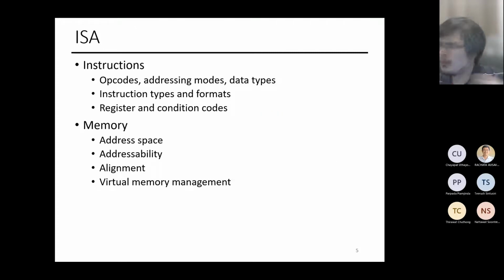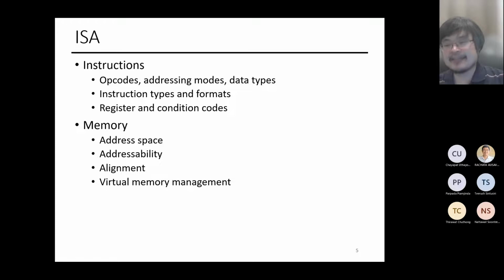And we talked about what goes into the ISA: things like instruction, the opcode, addressing mode, data types, instruction format, the register, condition code, memory, address space, alignment. These are things that you might have learned from your undergrad years. And if you haven't gone through a CS or computer engineering undergrad, that's okay too, right?